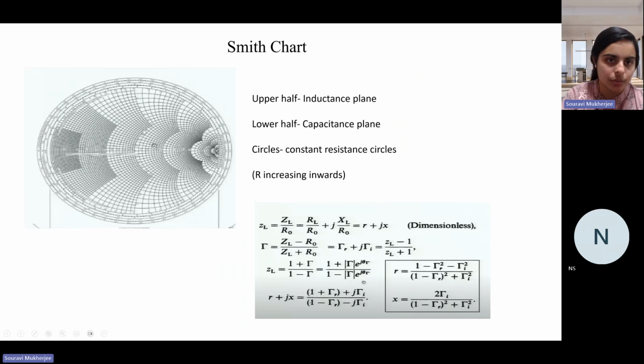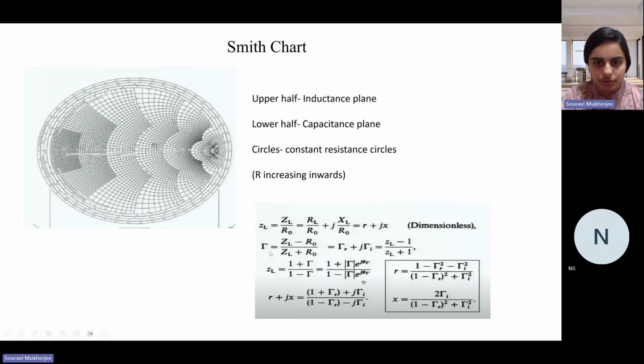Basically, here each point corresponds to some load, right? Some ZL value. So now, in general, your ZL can have a real part and can also have an imaginary part, right? So you can write it as RL plus jXL, and then you have to normalize it by R naught, right? So if you do that, this part is small r, and the imaginary part is given as small x, right? So basically your normalized impedance can be written as small r plus j into small x.